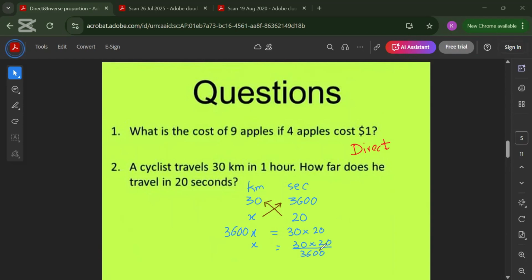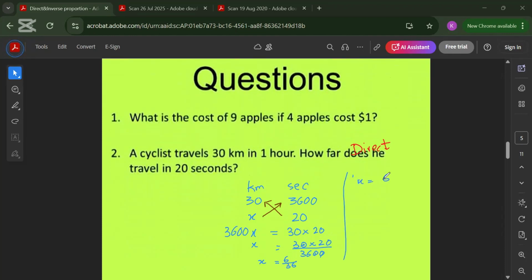We can multiply 30 by 20 also, but the easier way is this: if we leave it like this, it will be easy for us to cancel the zeros. We have got 3 to the 6, simplifying it further, 6 upon 36. Okay, so x is equal to 1 upon 6 kilometers. We can change it into meters. Hope this is clear.